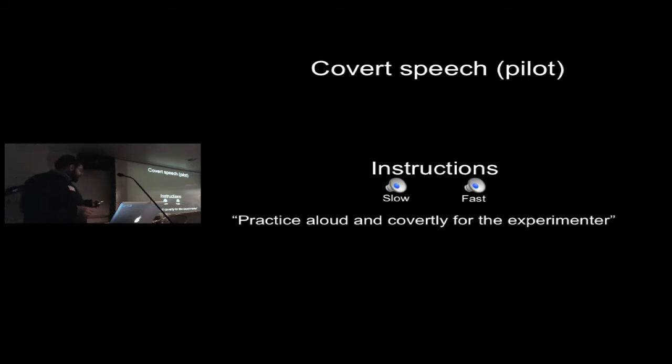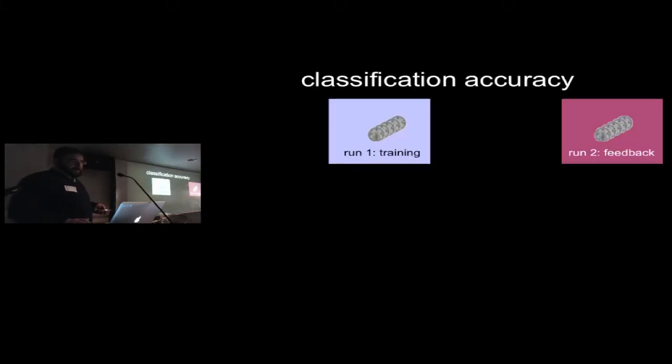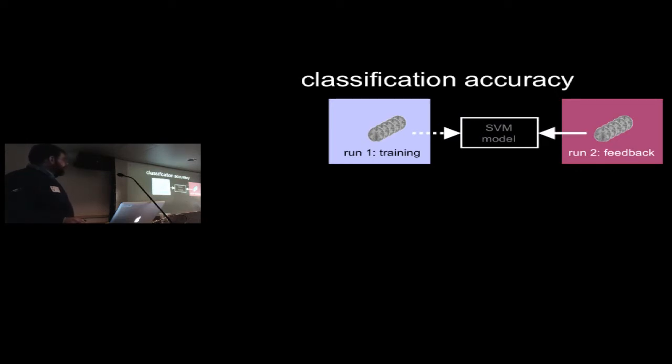Well, we were interested in doing this task, but we really had no idea how possible it would be to adapt to our real-time system. And so the main way that we characterize that is through classification accuracy. So if we're asking them to count slowly, can we actually predict that they're counting slowly, and to what degree can we do that? So the real-time setup is such that we do a training run where we're asking them to alternate between covert slow counting and covert fast counting. And what we get is a support vector machine model of them doing that.